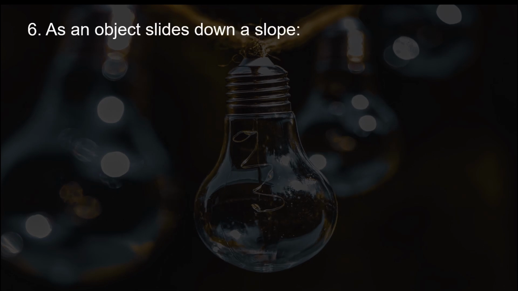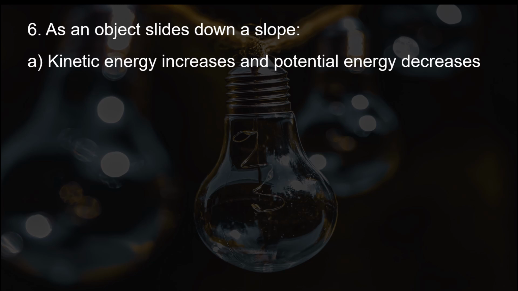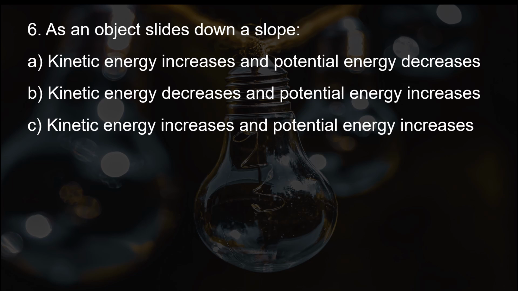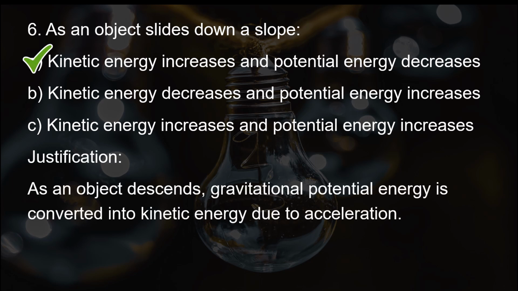Question 6. As an object slides down a slope: A, kinetic energy increases and potential energy decreases. B, kinetic energy decreases and potential energy increases. C, kinetic energy increases and potential energy increases. Justification: as an object descends, gravitational potential energy is converted into kinetic energy due to acceleration.